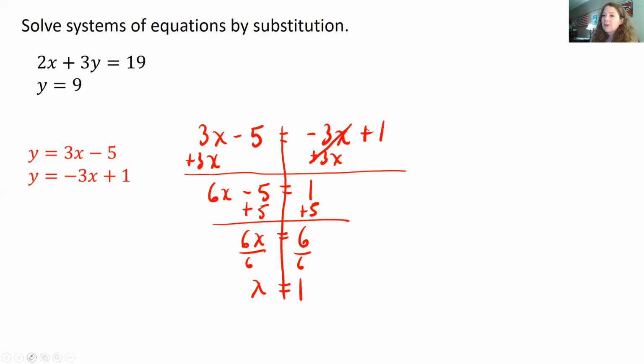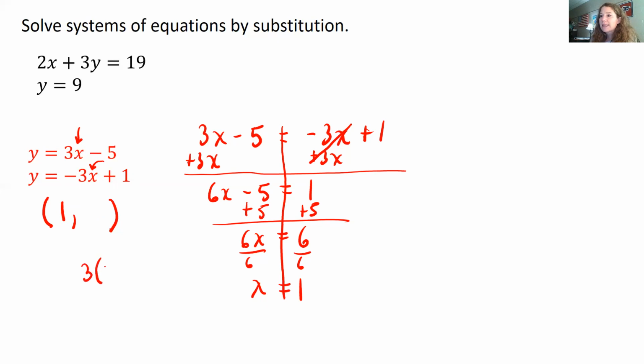So I've solved for x. I know that x is equal to 1. Now I need to solve for y. Well, I have two choices. I could either plug in 1 for x right here or 1 for x in the second one. It doesn't matter what you choose. So let's just use the first one.